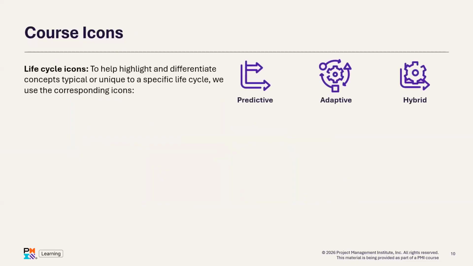Next, projects can be done using a number of approaches. The 3 main approaches to managing projects are predictive, adaptive, and hybrid. So we are going to look at these three main approaches.